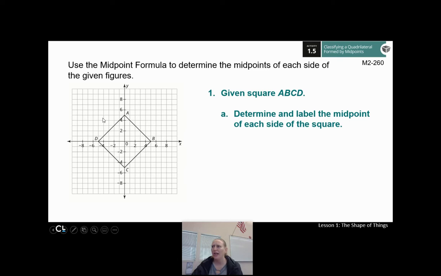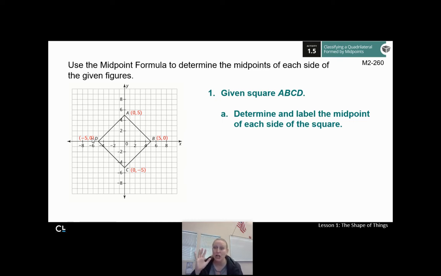All right, first of all, I should figure out what these coordinates are, right? Let's start with A. I went 0 right, but I went up 5, so that's 0, 5. For B, I went right 5, no up or down. For C, I did no up or down, but I went down 5, so that's 0, negative 5. And for D, I went left 5, so that'll be a negative 5, but no up or down, so 0 for my y coordinate. So I just started by writing down my coordinates.